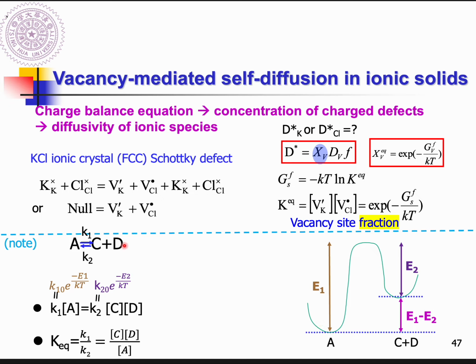And K2 actually is, let's say, C and D becoming A, right? So the energy barrier is E2. So we express it as K20 times exponential of minus E2 divided by kT. So based on K1 divided by K2, you get exponential of minus (E1 minus E2) divided by kT. So E1 minus E2 actually will be the activation energy.